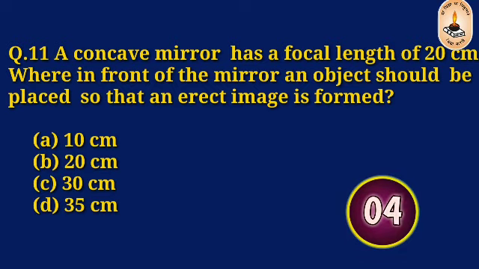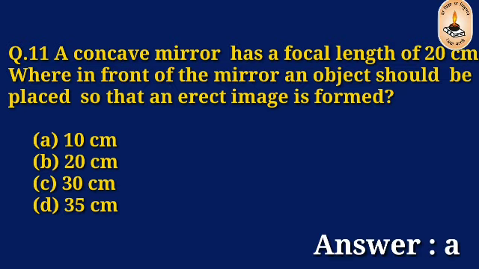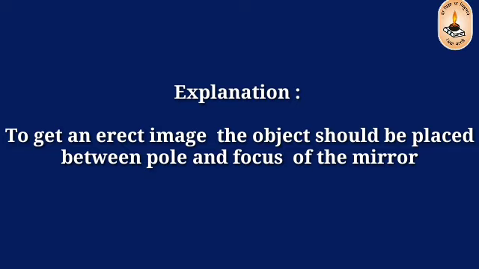The right answer is A, 10 cm. Explanation: To get an erect image, the object should be placed between the pole and the focus of the mirror.